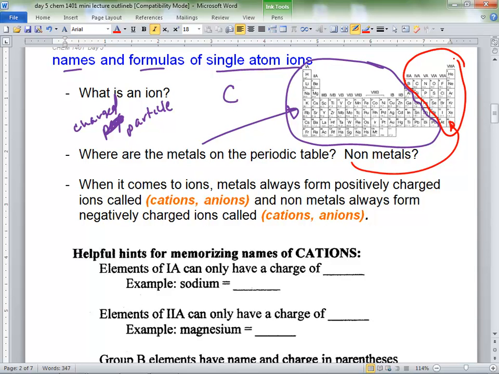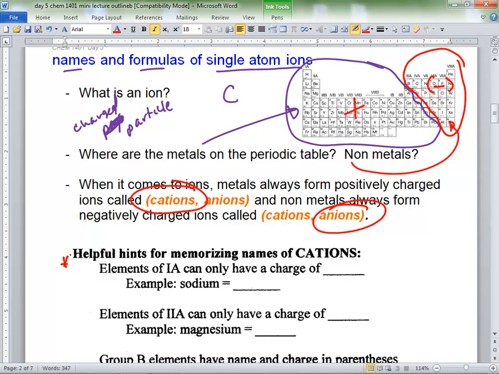So when it comes to ions, metals always form positively charged ions. These guys are always positive. And they're called, does anybody know? Cations. Non-metals, always negative. Anions. Okay. So instead of saying negatively charged ion, we're just going to call them anions. So let's get started naming these cations, the metals.